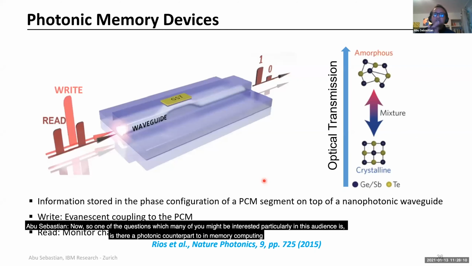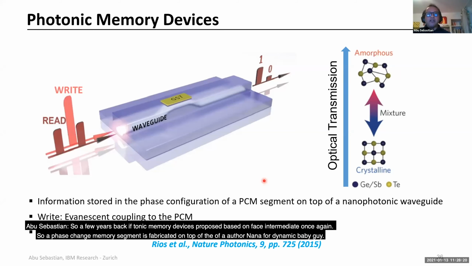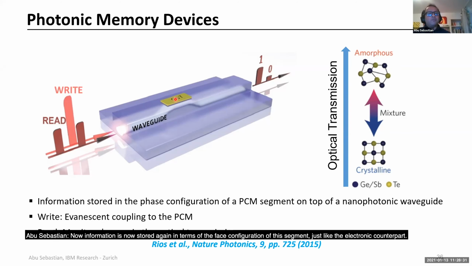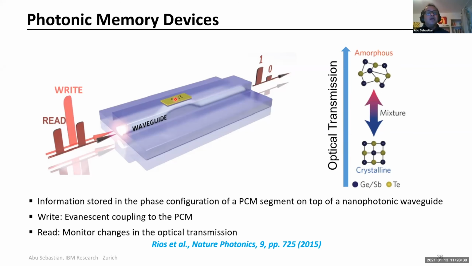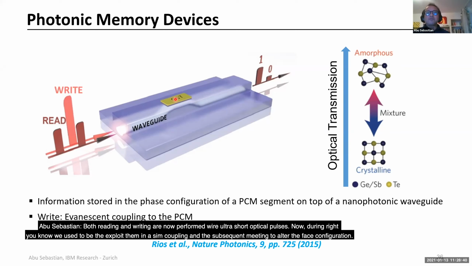Now, one of the questions which many of you might be interested in, particularly in this audience, is: is there a photonic counterpart to in-memory computing? A few years back, a photonic memory device was proposed, based on phase change materials again. A phase change memory segment is fabricated on top of a nanophotonic waveguide. Information is stored again in terms of the phase configuration of this segment, just like the electronic counterpart. Both reading and writing are performed via ultra-short optical pulses.